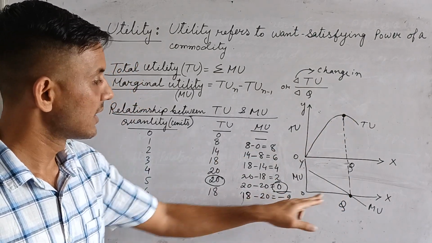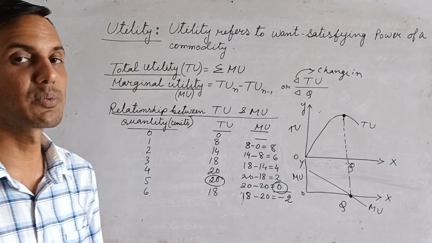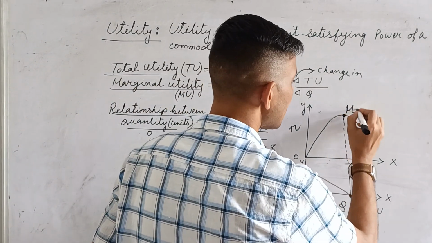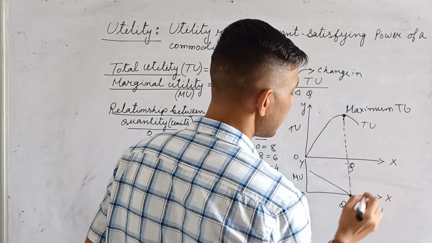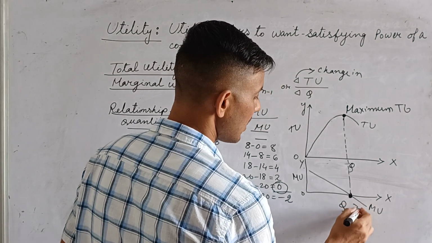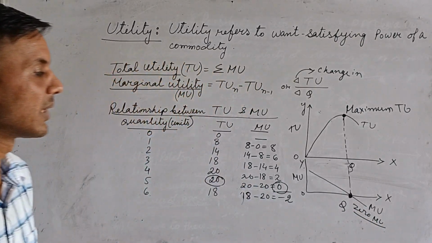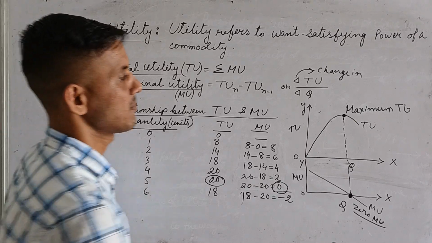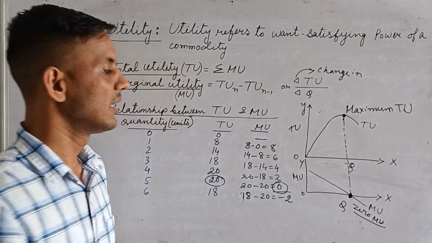So that's why this is again 8, 6, 4, 2, 0, it's going down, and this one is the negative slope of the marginal utility. So here you can write the maximum total utility, and here you can write that the 0 marginal utility. It means when marginal utility is 0, then total utility is maximum. Okay, maximum TU and 0 MU.